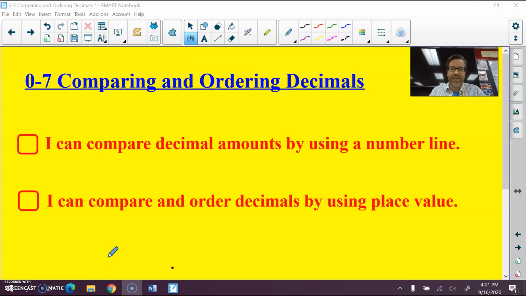Hello everybody, I'm back, and today we're going to be going into section 7 of chapter 0. We're going to be comparing and ordering decimals today.